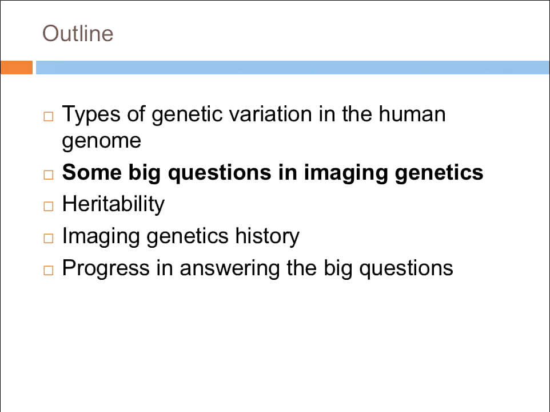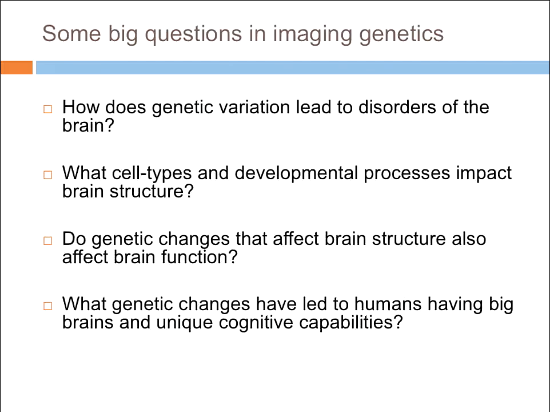Okay, so that leads us to why do we want to do this in general? Why do we want to find genetic variation that impacts the structure or the function of the human brain? So here are some questions that I think are important in this field that I think we have the ability to make headway into. So first, how does genetic variation lead to disorders of the brain? This gets to the endophenotype concept, the idea that genetic variation impacts brain structure and then leads to neuropsychiatric diseases. So we can basically assess that using imaging genetics.